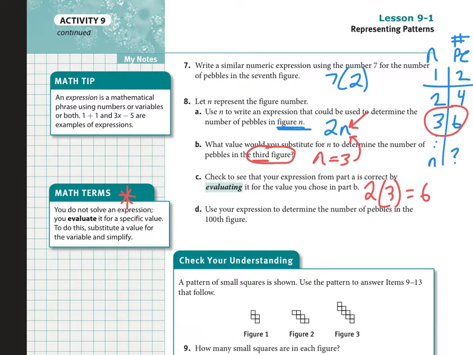Can we use our expression to determine the number of pebbles in the 100th figure? Sure. n would just be 100. The figure number would be 100. 2 times 100, of course, is 200.